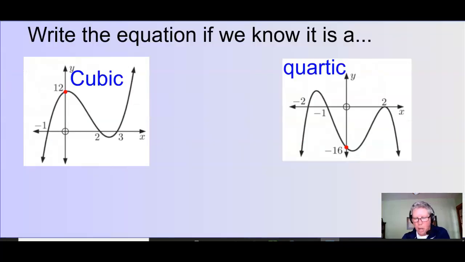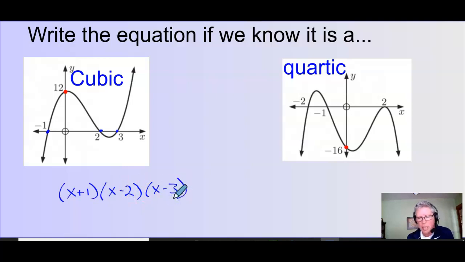All right, so let's say we have a graph and we've got to work backwards. Everything's super easy except the A value. And that's where the y-intercept, or any point on the graph, comes in. So if I were to do this one, I want to note that point, and that point. So x plus 1, x minus 2, and x minus 3.